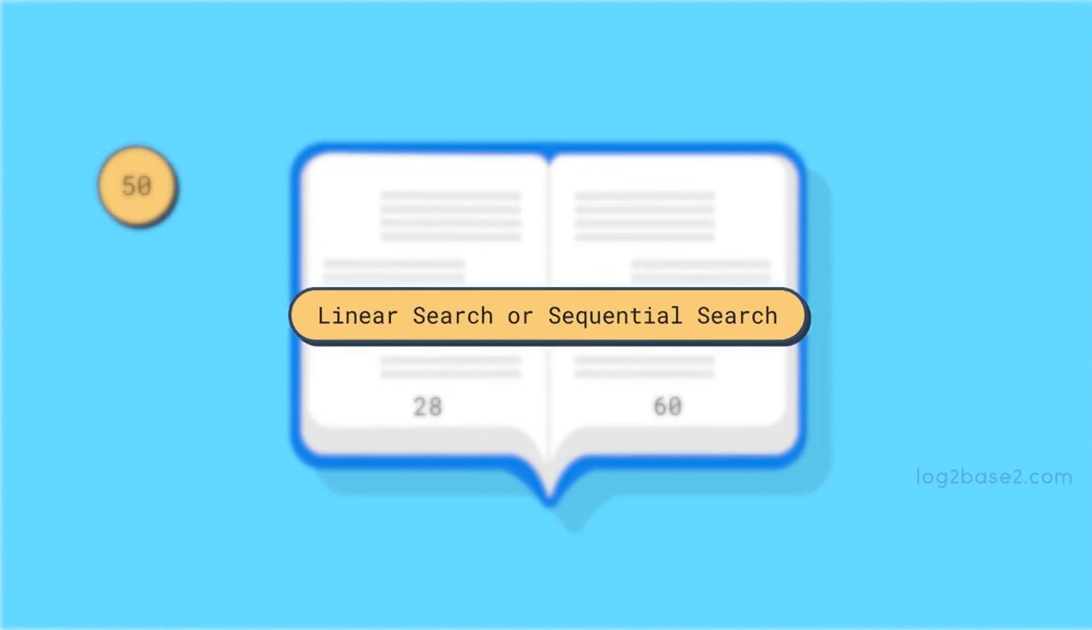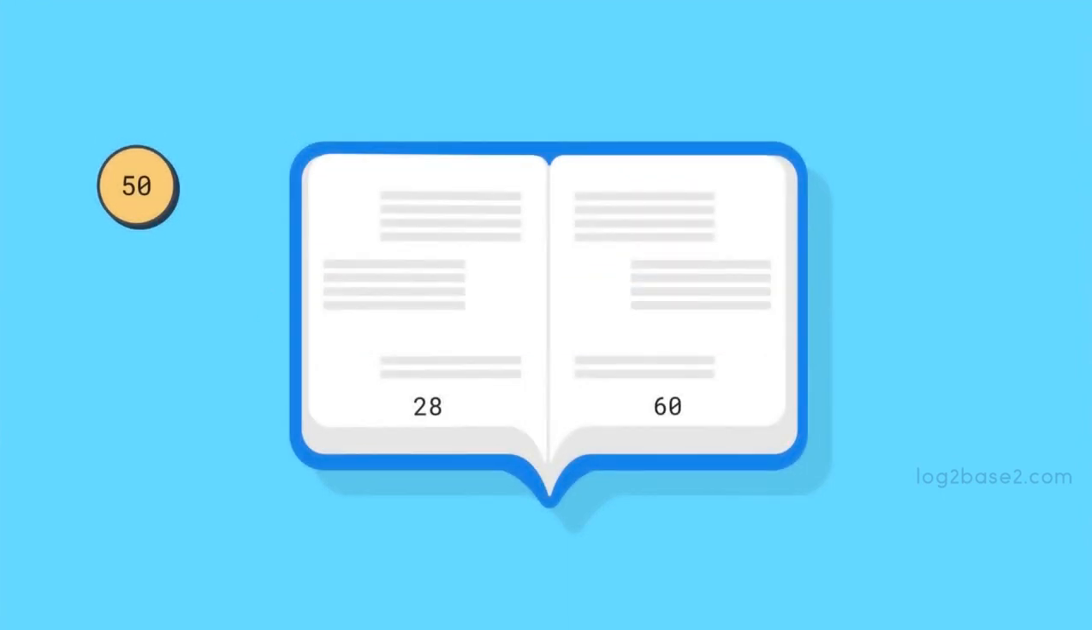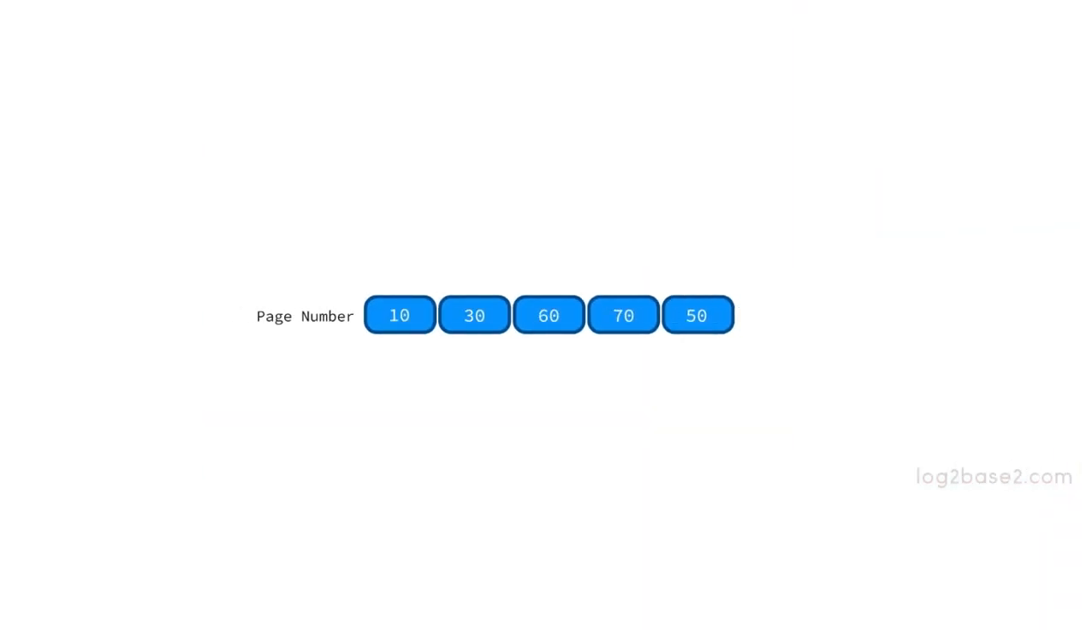That is, we have a book with unordered page numbers and we have to find a particular page. So we have to check each and every page from the first page to the last page till we find it. So say this array with 5 elements. We have to find the key 50.